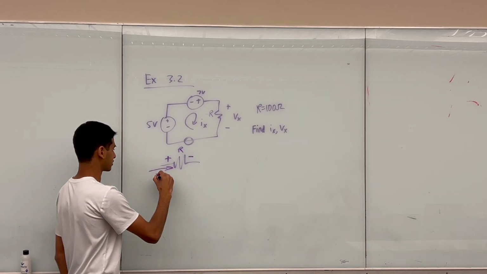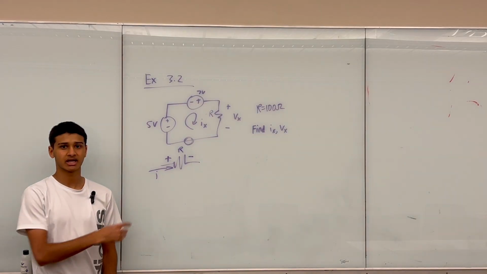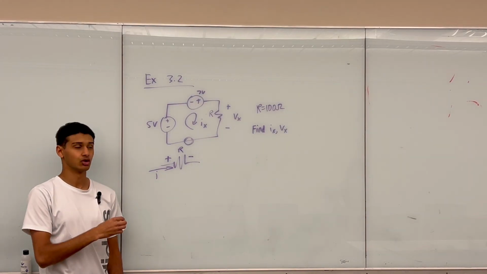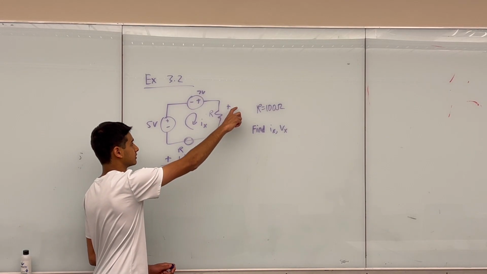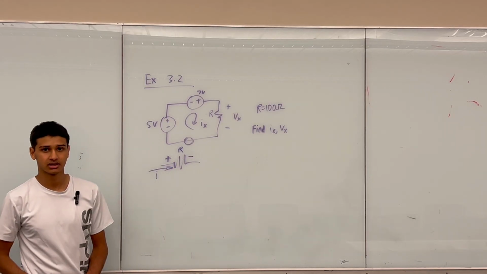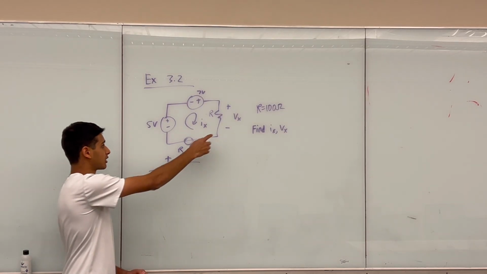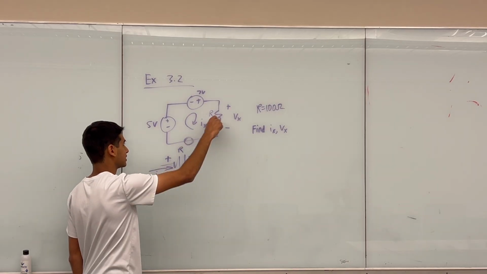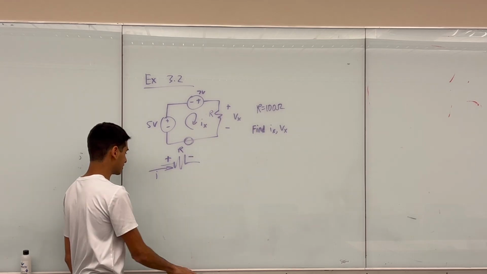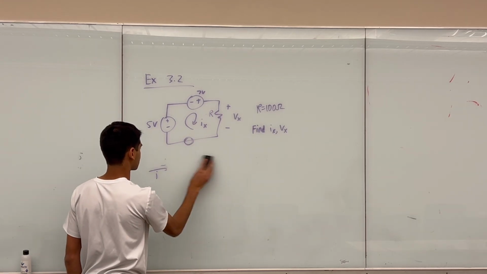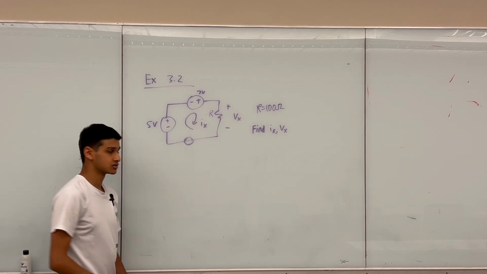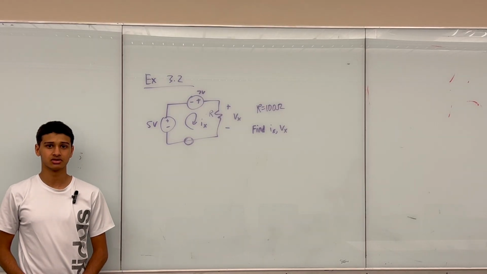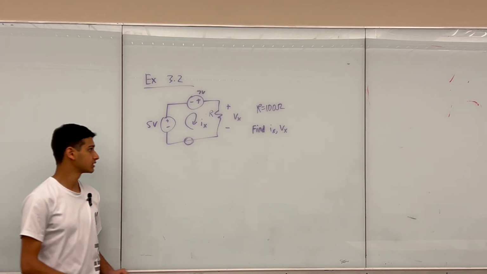The terminal that the current is entering will always have a plus sign on it, no matter what the problem actually states. In this problem, it just happens that the terminal where the current is entering also has a plus sign. So it's not going to be an issue for this problem, but it might be for other problems. So I'm just going to write a KVL loop this time using the passive convention.